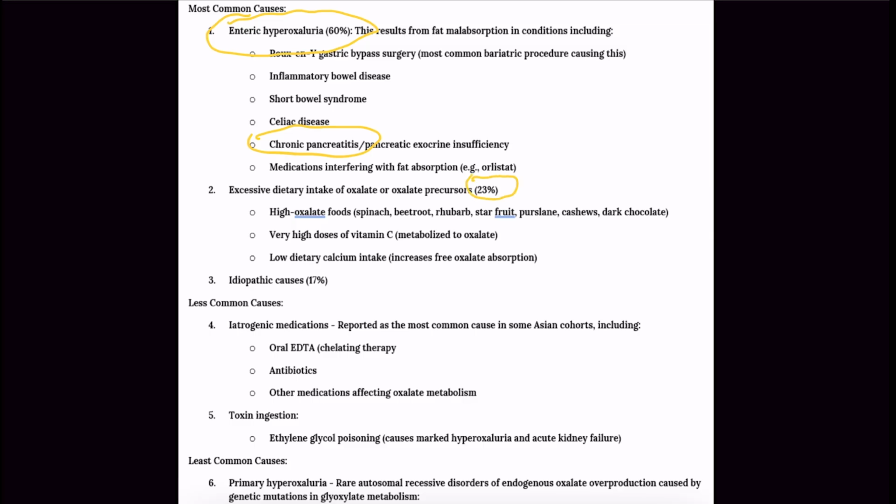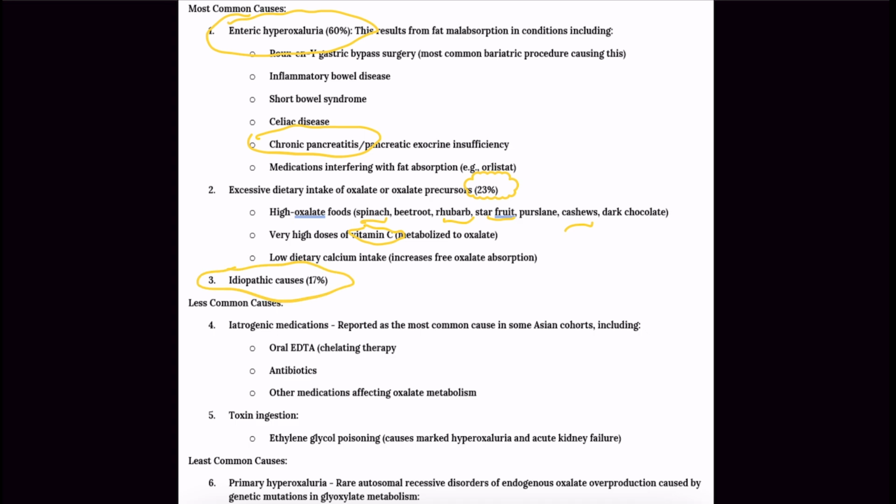In 23% of the cases, we could see patients with excessive dietary intake of oxalate, abnormal diets including rhubarb, starfruit, cashews, and things like spinach or vitamin C. These are all high in oxalate and can produce an oxalate nephropathy. 17% of the cases are idiopathic.